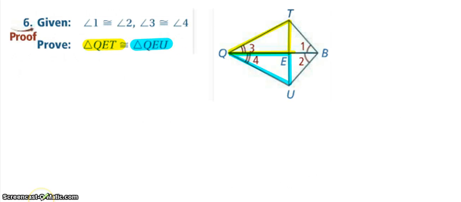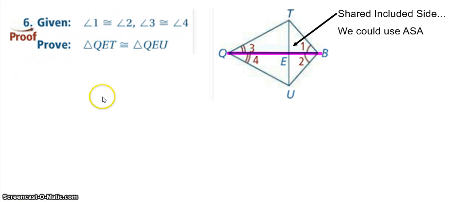So I'm starting here in number 6 by highlighting for you what we're trying to prove is congruent. We want to prove that QET is congruent to QEU. So go ahead, look at the given, and decide on a plan that you might use to try to approach proving these triangles congruent. One of the first things I notice when I'm looking at my given pieces is angle 1 is congruent to angle 2, top to bottom. Angle 3 is congruent to angle 4, top to bottom. And I have a shared side between here.